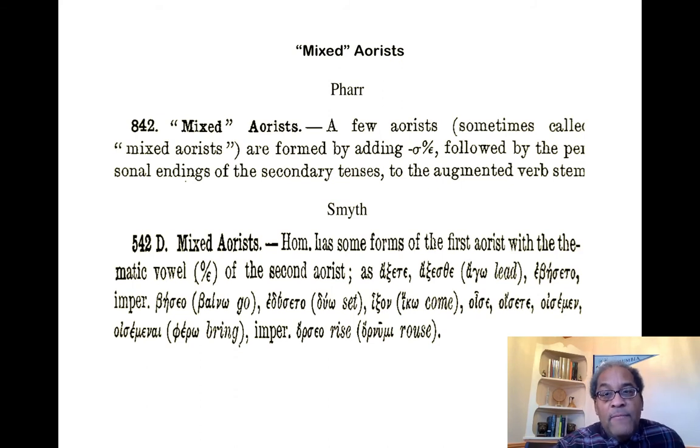So again, we have these mixed aorists. As Pharr puts it, a few aorists, sometimes called mixed aorists, are formed by adding sigma, epsilon, omicron, the thematic vowel, followed by the personal endings of the second endings to the augmented verb stem. Or as Smyth puts it, Homer has some forms of the first aorist with the thematic vowel omicron epsilon of the second aorist. And he gives you these examples. So take a look at 542d if you want to get to that. But you just have to be aware that this is some of the liberty that Homer can take.